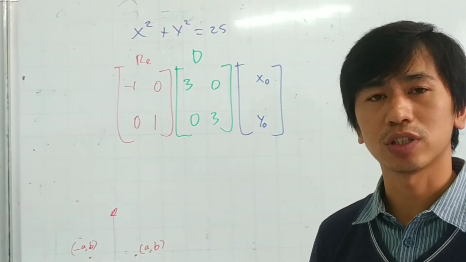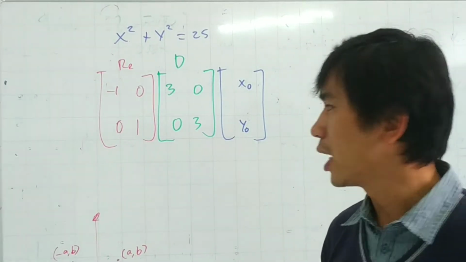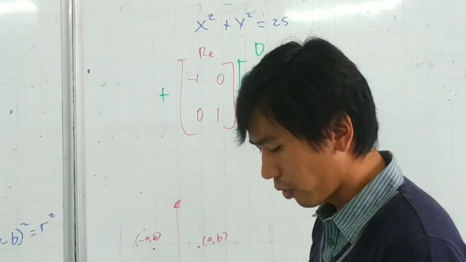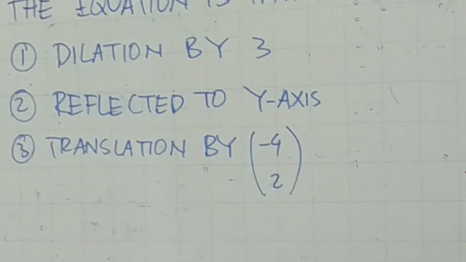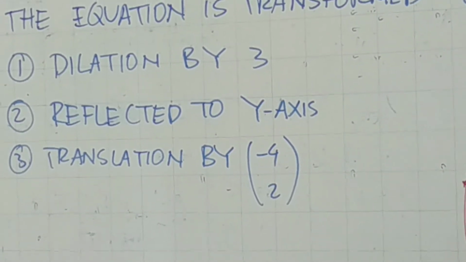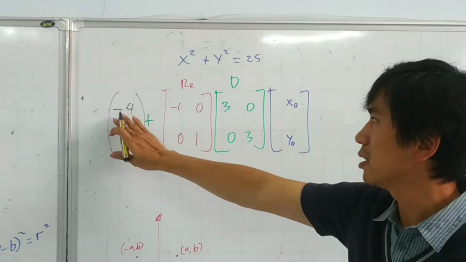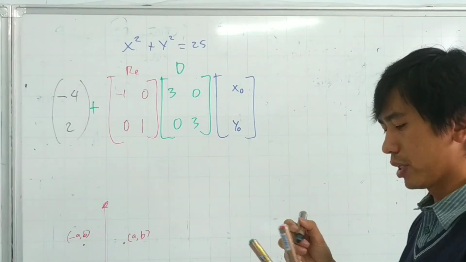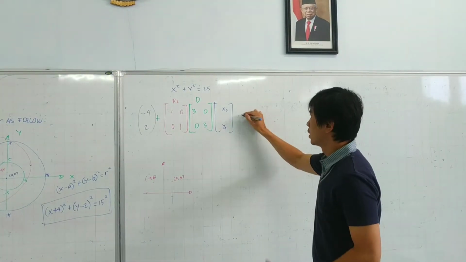Remember, when we talk about the translation, we don't use the matrix multiplier. Instead, we can just use addition. So I'll add negative 4, 2 over there. So it will be negative 4, 2. Okay. Keep in mind that this works for each element over here. Yeah. So let's try to do it.